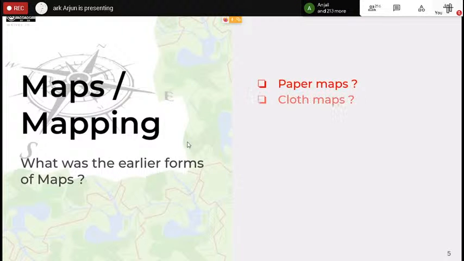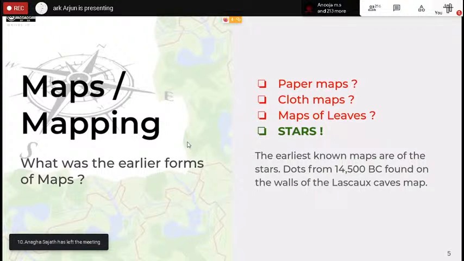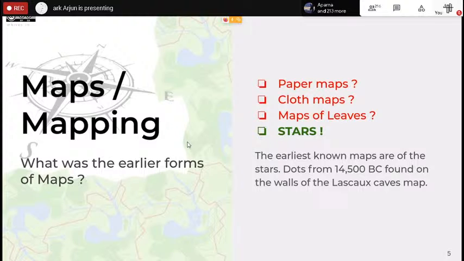So, maps and mapping. What were the early forms of maps? Paper maps, cloth maps? No. It was the stars. From the Lascaux cave maps, we got to know that during the early 1400 BC, there were dots of stars, and they were used as maps. So maps and cartography are that old.